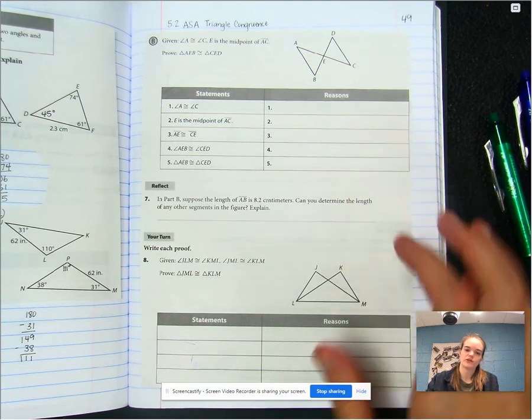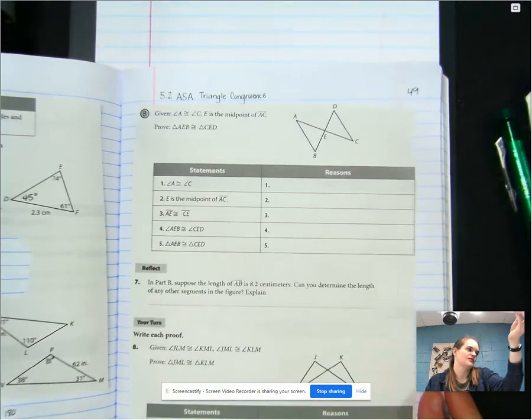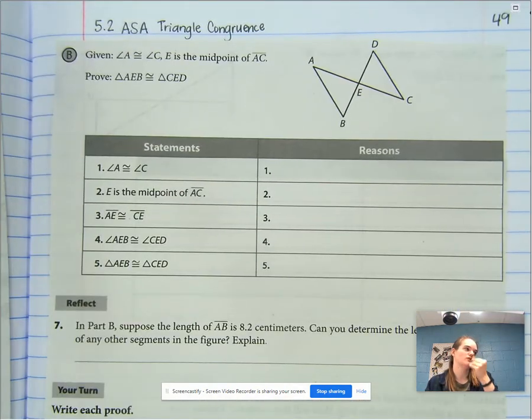All right, the first one's kind of started for us. They're going to tell us what's going on, what we need to do. We just about the reasons. So for the most part, for the next week, we're just going to be proving triangles are congruent.